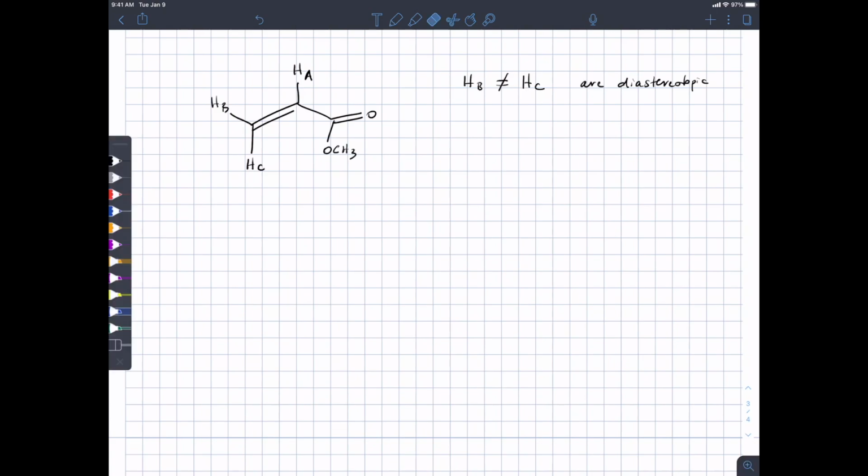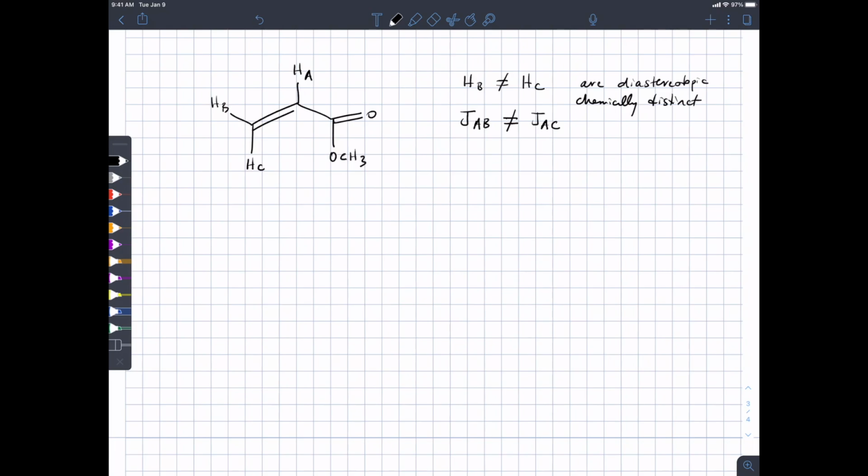Protons on the same carbon of a substituted olefin can be diastereotopic. Meaning that if you replaced one with something versus the other with something else, those two options would be diastereomers. In any case, they are chemically distinct, and this is a situation in which the coupling constant between A and B is not the same as the coupling constant between A and C. And right now we're just focusing on proton A.